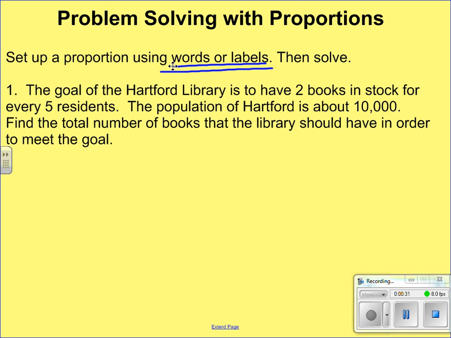So if you read through this first problem, it says the goal of the Hartford Library is to have 2 books in stock for every 5 residents. So you can kind of see here that we're going to be comparing books to residents. So I'm going to start by just writing that ratio down, books over residents.